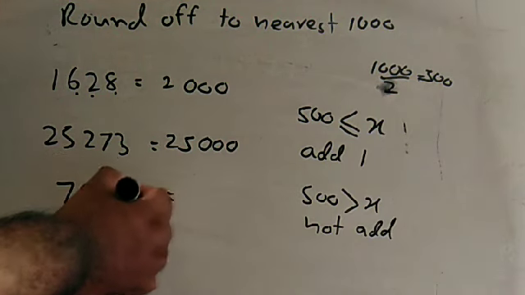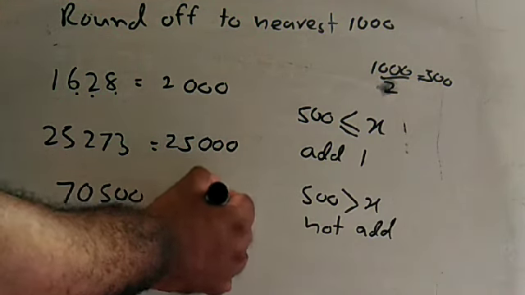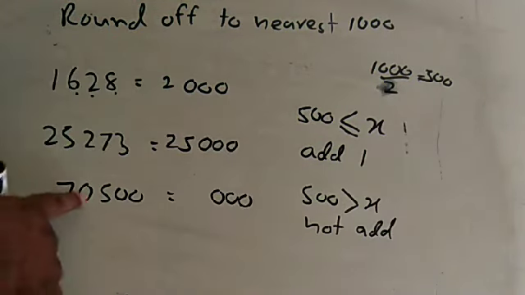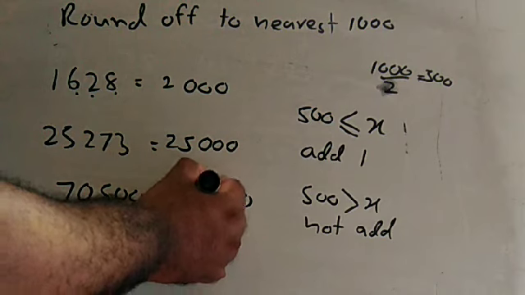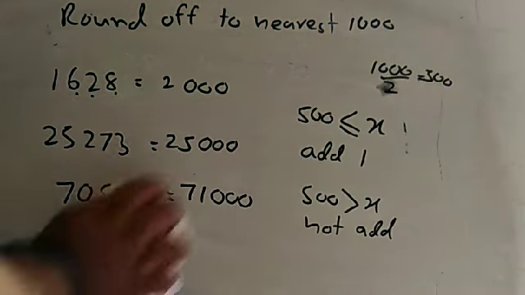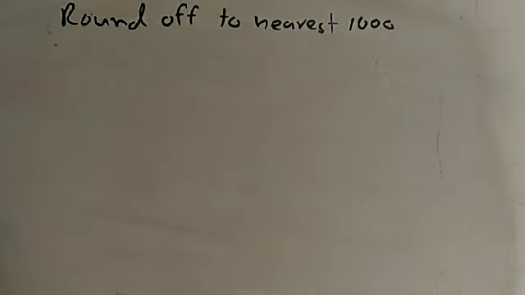Then 70,500. The last three digits are 500, add 000. When 500 is there, add 1. 70 plus 1, 71. Understand? I think you will understand this, right? Okay, now do this exercise.